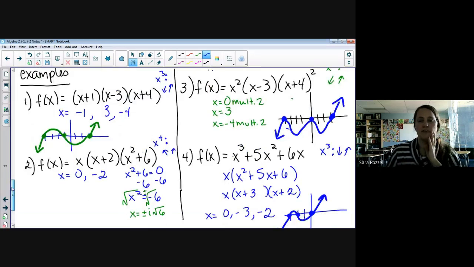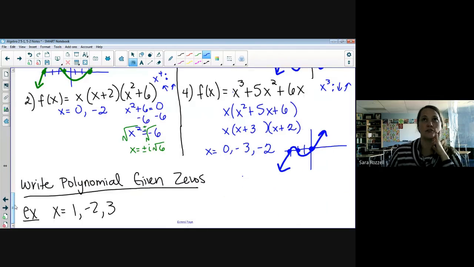Any questions about finding the zeros from factored form or when you have to factor it? It's very similar to quadratics that we did before. Okay. Just remember, if there's a squared in there, you will have to set it equal to 0 and factor and do the square root for that part.